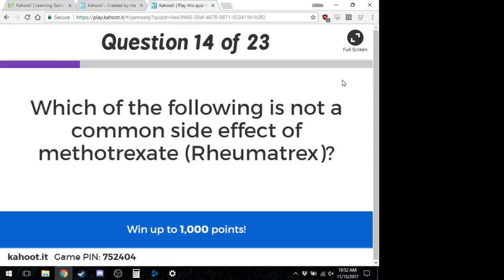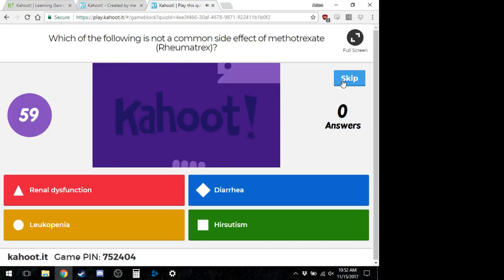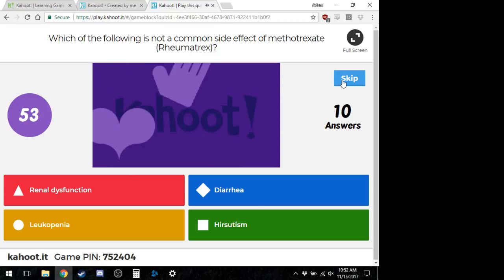Which of the following is not a common side effect of methotrexate? Not a common side effect.